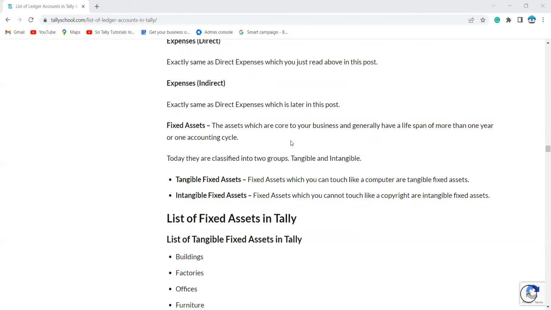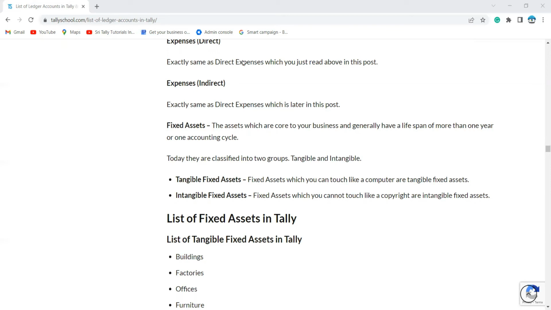Fixed assets are assets that are core to your business and generally have a lifespan of more than one year. Fixed assets mean long-term assets. We have two types of fixed assets, tangible assets and intangible assets. Tangible assets are fixed assets you can touch, like a computer. Fixed assets include land and buildings, furniture, goodwill of a company, vehicles, machinery, and plants of a company.